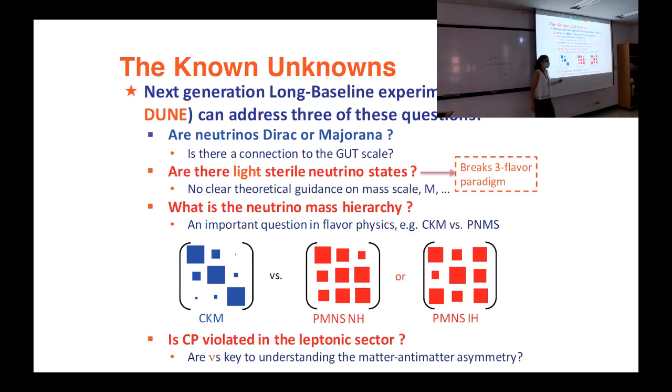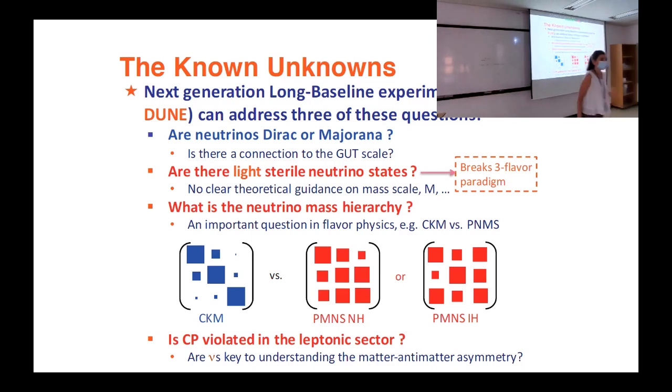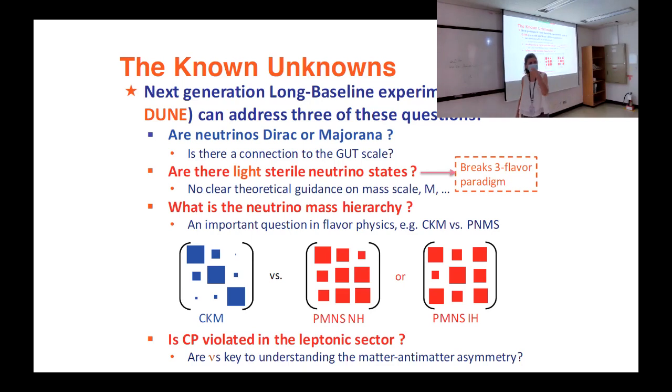And then the holy grail of the experimentalist, at least. I'm not saying this is my holy grail, because it's not. It is whether CP is violated in the leptonic sector, whether this Dirac phase is different from zero. Why is this important? Because you remember that in the 70s, Sakharov explained the conditions a theory needs to meet in order to generate the baryon asymmetry of the universe: departure from thermal equilibrium, B violation, and CP violation.